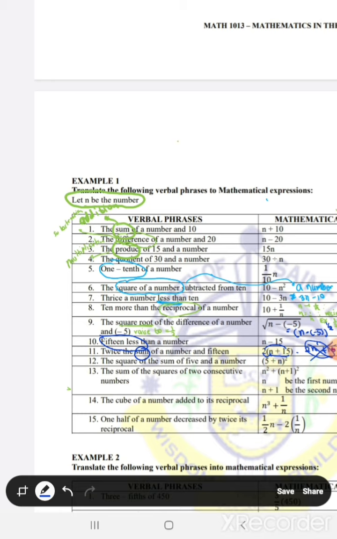So as I have said, the square of the sum is synonymous to the sum of 5 and a number raised to 2. Okay?